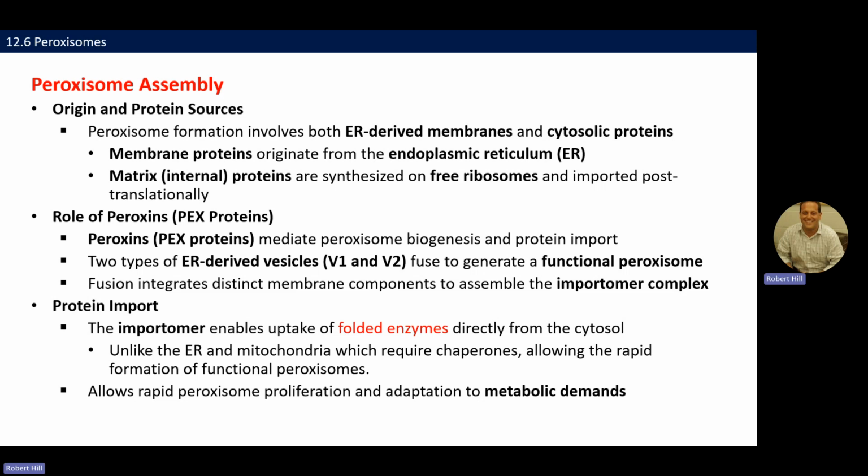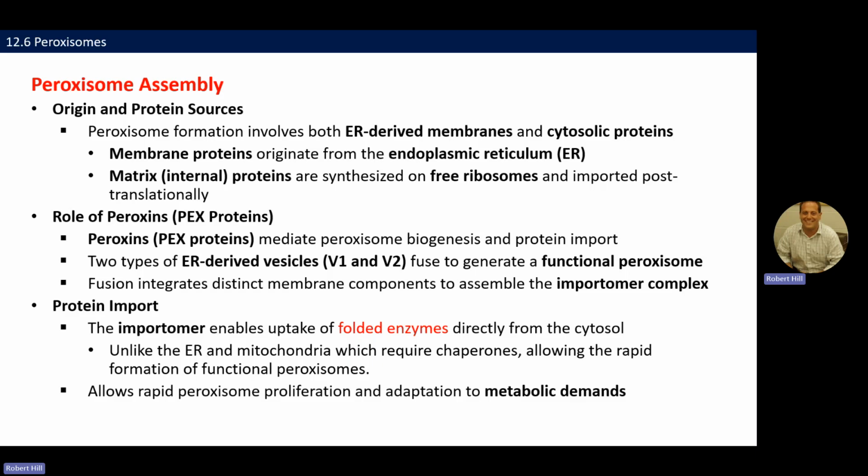Okay, so how do peroxisomes get assembled? Well, they can actually be derived in different ways. One is they can come from previous peroxisomes that just basically split. Another way is that they can derive directly from the endoplasmic reticulum, so they can bud off as these vesicles. And the third way is that you can fuse two peroxisomes together to produce a new larger peroxisome.